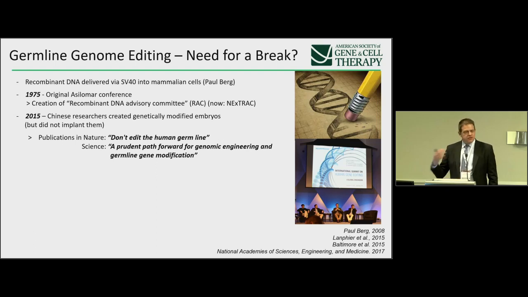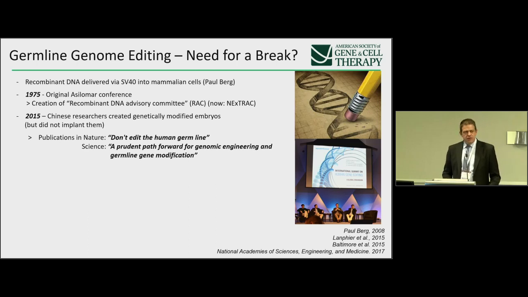And that happens periodically. It started really for gene editing in 1975, when Paul Berg delivered DNA using SV40 into mammalian cells. There was a moratorium at the time for experiments, which led to the Asilomar conference, which is often quoted. And eventually it led to the creation of the Recombinant DNA Advisory Committee, or RAC for short, which was pretty much replaced by another committee just two weeks ago. It's now called NextRAC. It means gene editing came of age and is exiting RAC oversight.